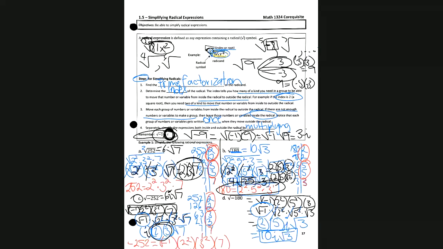Okay, so now we're going to move on to the next page. And here for our next example, example E, we have something with an index of 5. So because of that, when we do our prime factorization, it will help us if we can make groups of 5. So we're going to start by dividing 243 by prime numbers only.